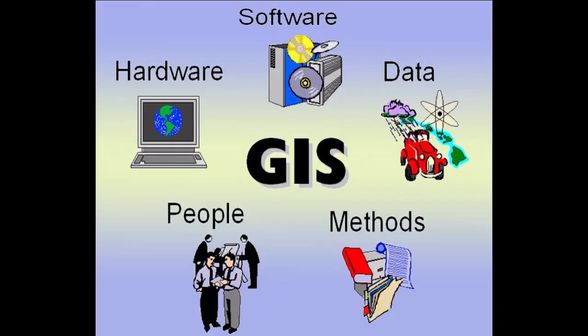The Geographic Information System has 5 components such as hardware, software, data, method, and people.